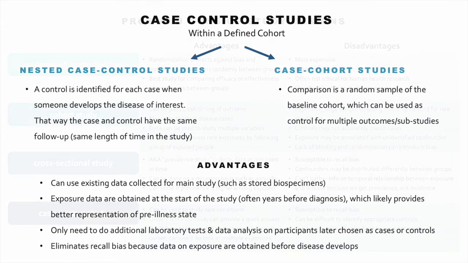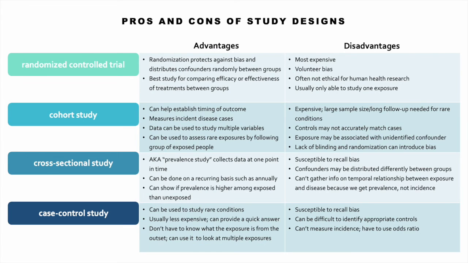This slide provides an overview of some of the advantages and disadvantages of each study design commonly used in epidemiology. Randomized controlled trials protect against bias and confounding, and it's the best type of study for comparing efficacy or effectiveness of treatments between groups, but it's also the most expensive and can be affected by volunteer bias. People who willingly participate in a randomized controlled trial are often different from people who won't. And depending on the research topic, it's often not ethical for human health research to randomize people into different groups, which is why we rely on observational studies so much.